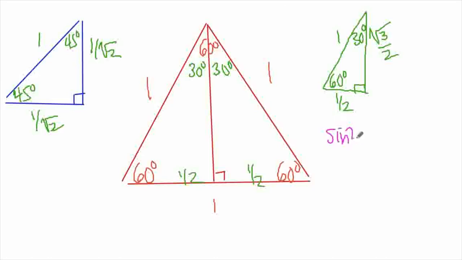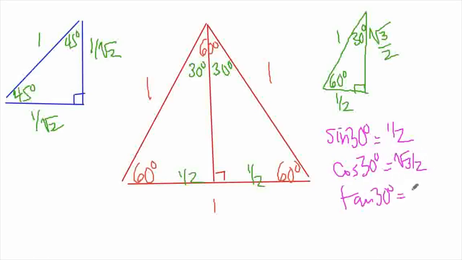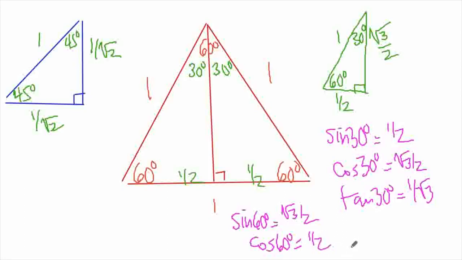So the sine of 30, looking at the green triangle, opposite over hypotenuse, so that's 1/2. The cosine of 30, adjacent over hypotenuse. The tangent of 30, opposite over adjacent, so 1/√3. And you could do the same thing with the 60 degrees. So let me go ahead and do that. The sine of 60 degrees, opposite over hypotenuse, √3/2. Cosine of 60 degrees, adjacent over hypotenuse, 1/2. Tangent of 60 degrees, opposite over adjacent, √3.